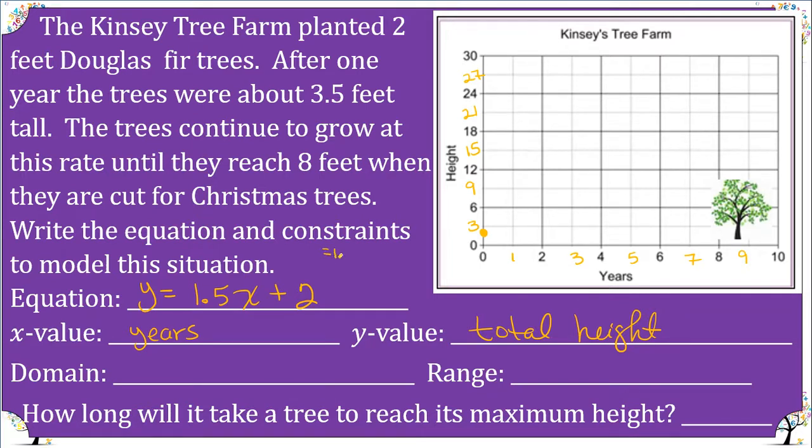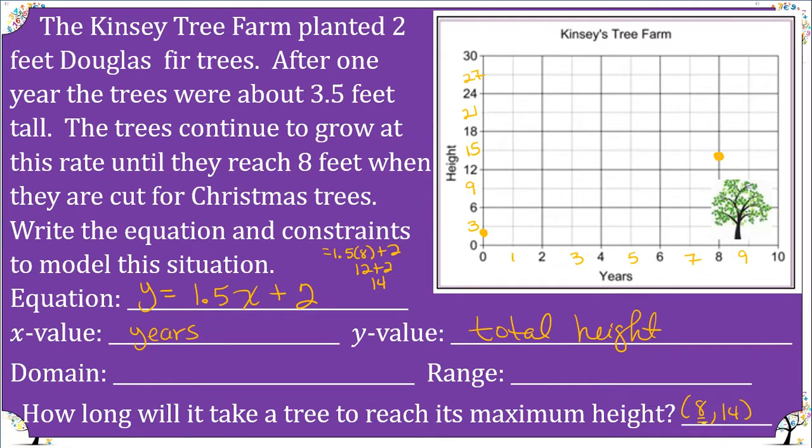So I'm going to say 1.5 times 8. So the 100% is 8, and half of that is 4. So that is 8 plus 4 is 12, plus 2 gives me 14. So in 8 years, they're going to be 14 feet tall.